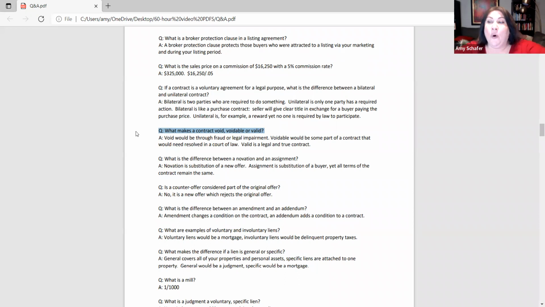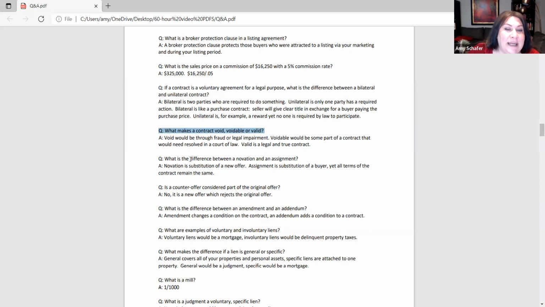However, voidable is going to deal with folks that declare temporary insanity, are under the influence of drugs or alcohol, or are a minor. A minor is a voidable contract, not void, voidable.